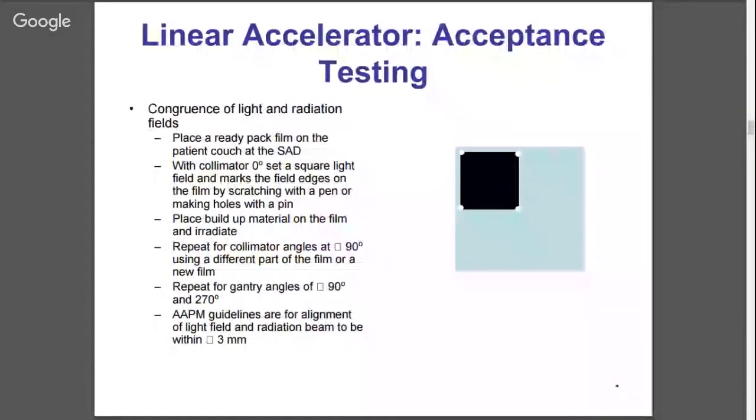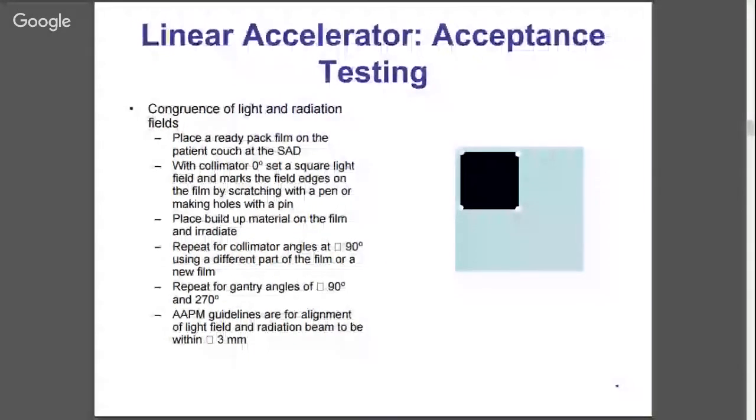So we place the film on the couch, generally first of all with the collimator at 0. We set a square light field and mark the light field edges on the film, and in the old radiographic film we would make little pinpricks, so that would expose the film at the corners of the field. We'd put some build-up material on the film, and then we would irradiate.